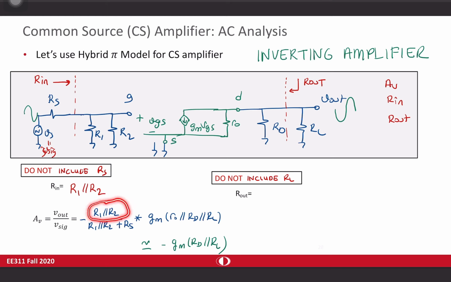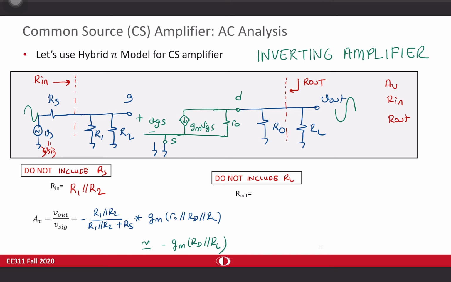The other thing is this R1 in parallel with R2 is in fact Rin. So this term, which is less than 1, is in fact Rin divided by Rin plus Rs. So to be able to maximize the gain, you want to make Rin much larger than the source resistance. And I told you that this is consistent with what we have found in the previous lectures for voltage amplifiers. For voltage amplifiers, you want Rin as large as possible.